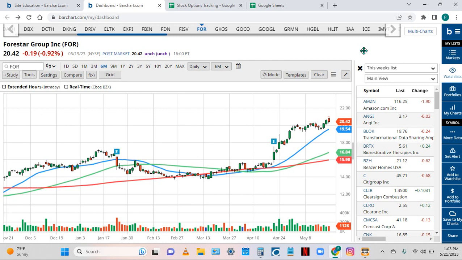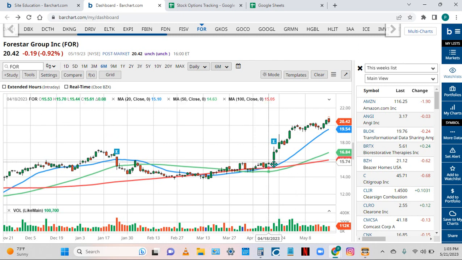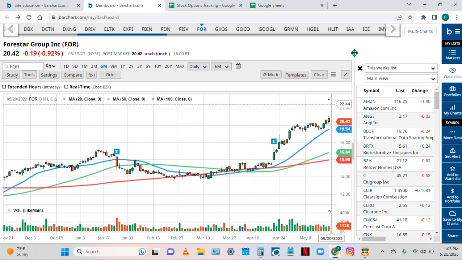Four-star group, similar. We had a nice breakout here on earnings. Consolidated forever. Gotten extended. Now has consolidated and breaking out. So I like four-star as a continuation higher trade.